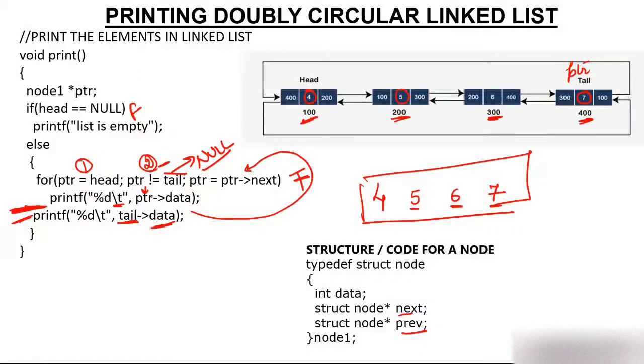Fine. So I have tried my level best to explain what printing is all about. So this is the printing: elements 4, 5, 6 and 7.